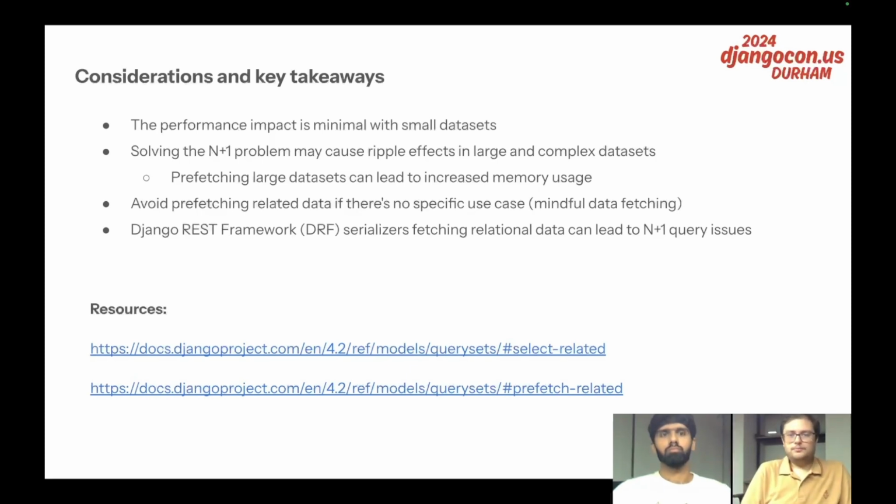The third takeaway is that we should avoid prefetching related data if there is no specific use case. Mindful data fetching is crucial here to maintain performance. This is why most ORMs work on a lazy loading principle, so it has its own benefits. And finally, we do have to be mindful when working with Django REST framework: serializers, mostly the model serializers, also work with Django ORM. So fetching relational data can also lead to N+1 problems there as well.